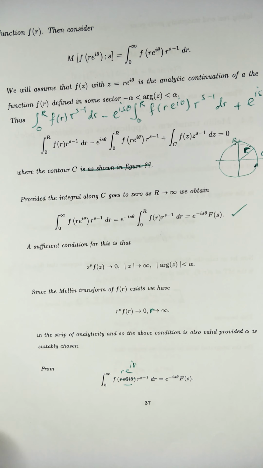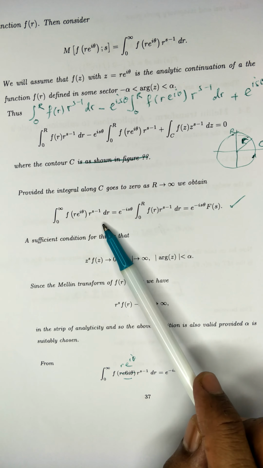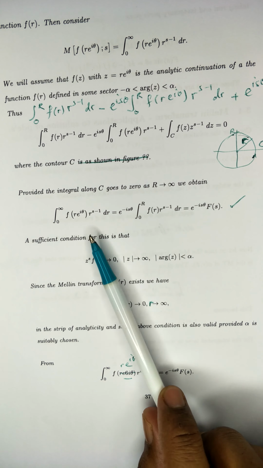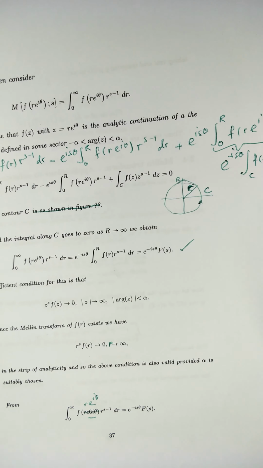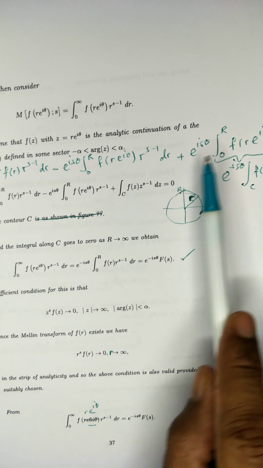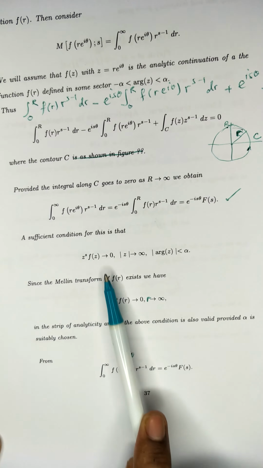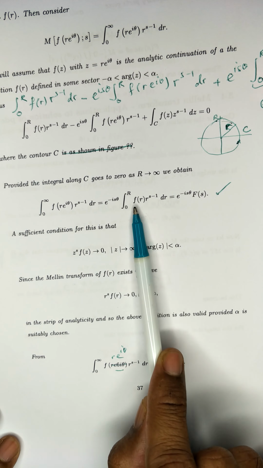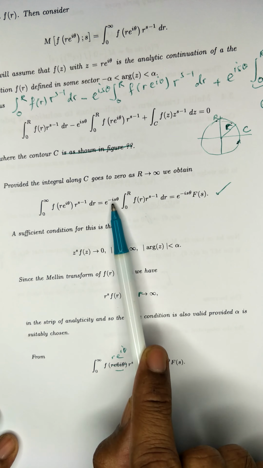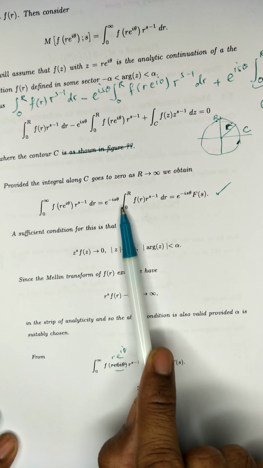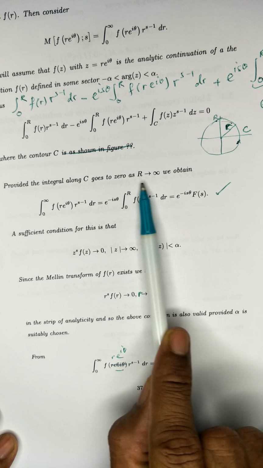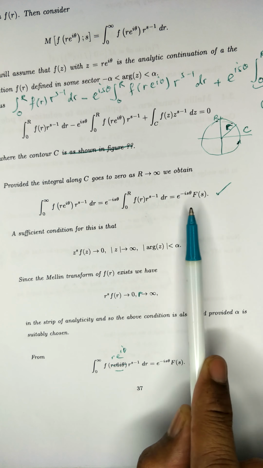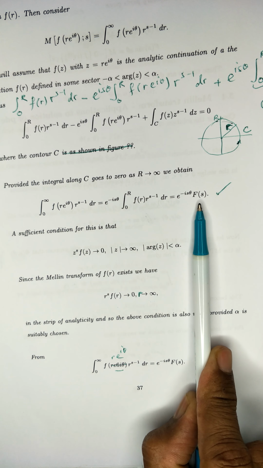Okay, then, provided that the integral along C goes to 0 as r goes to infinity, what we have now is that this part is 0, so this part is equal to that. So we have that equal to that, and in this integral we have e^(-isθ), and this is the definition of the Mellin transform for the function f, which is given by that.